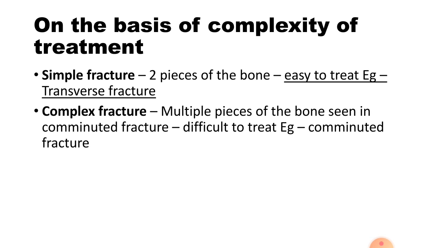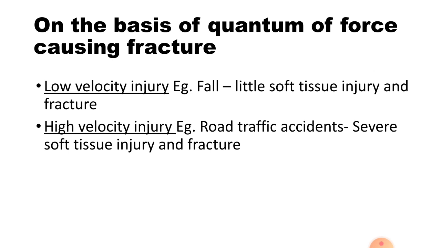Now on the basis of complexity of treatment, the simple fracture will require a very simple treatment, easy to treat, because there will be only two pieces of the bone, right? For example, in transverse fracture. Second is complex fracture, in which there will be multiple pieces of the bone resulting from any compressing forces or a crush injury, right? So it is difficult to treat. A lot of orthopedic skills are required to treat such types of fractures, which involves fixation, right? Internal fixation, external fixation, screw and all, which is generally seen in the comminuted fracture, right?